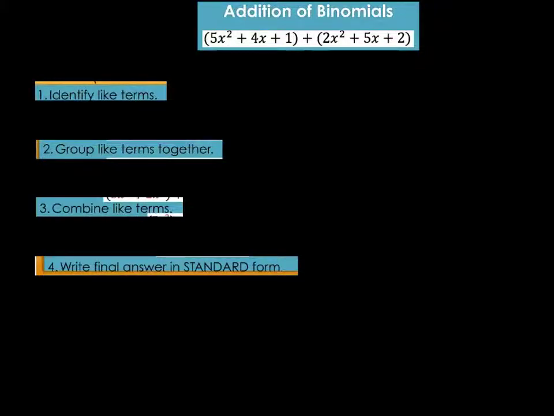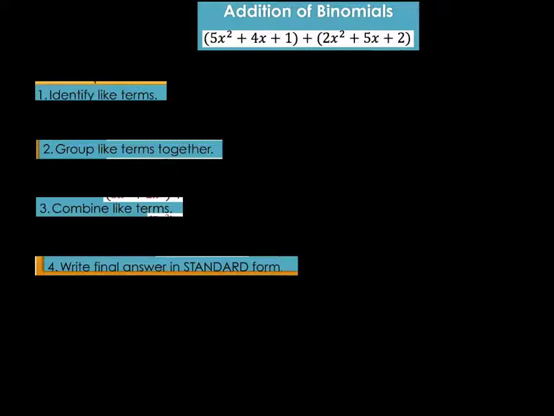So today in class we started working with addition of binomials, and all we're doing is looking at equations that have this x squared happening with them. So first of all, when we have two equations such as 5x squared plus 4x plus 1 and we're adding it to 2x squared plus 5x plus 2, all we need to do is first identify our like terms. So that's our first step.